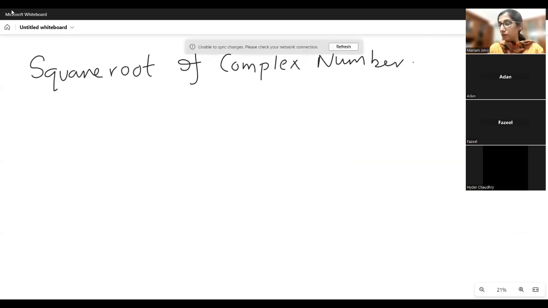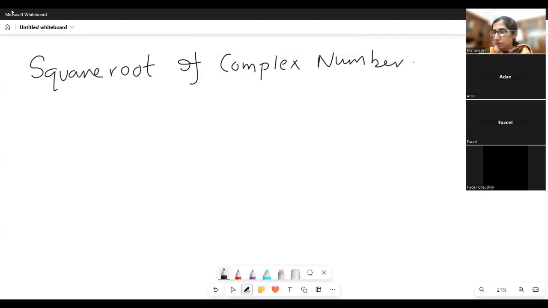Just give me a second, let the board fix itself. So we have to find the square root of -3 plus 4 iota.